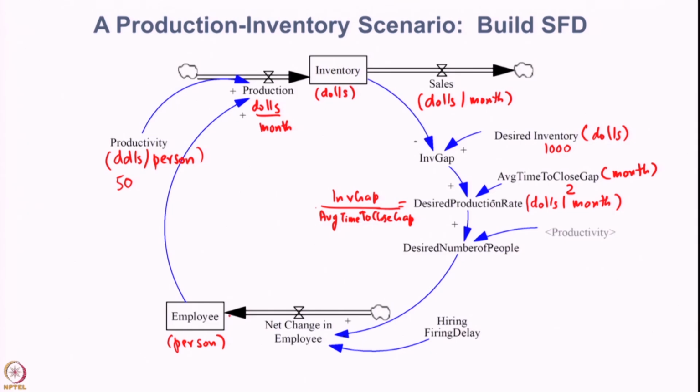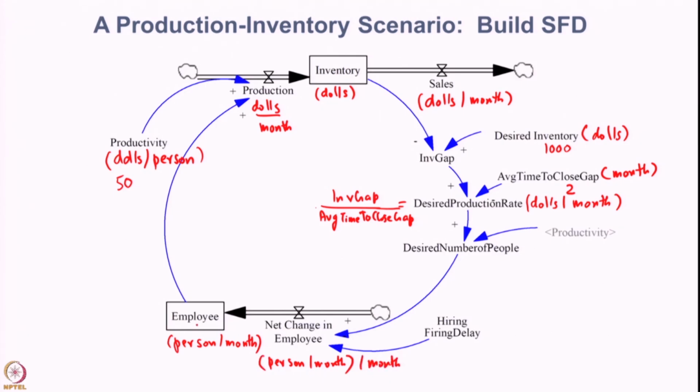Now, in that sense, let us observe what is happening with employees. The number of employees, though it seems like just counting persons, actually varies monthly. So the unit of this stock actually has to be person per month. Thus, the unit of net change in employees will naturally become person per month over month.